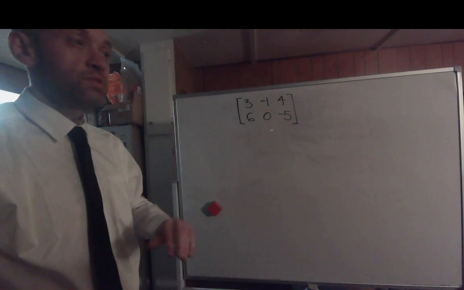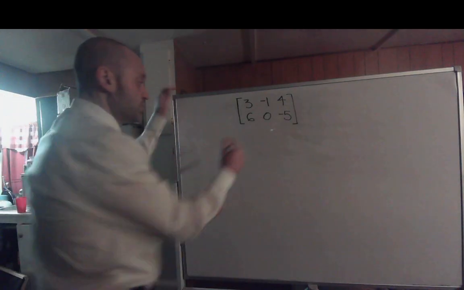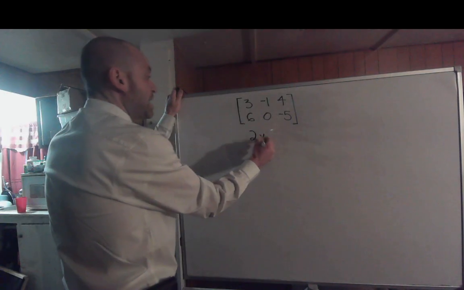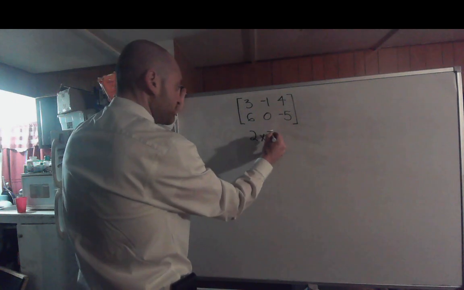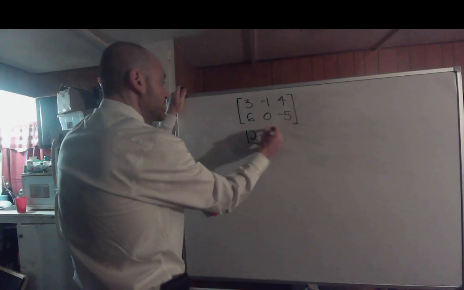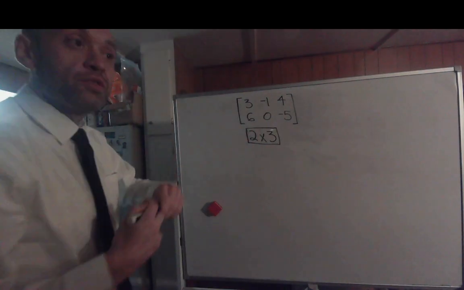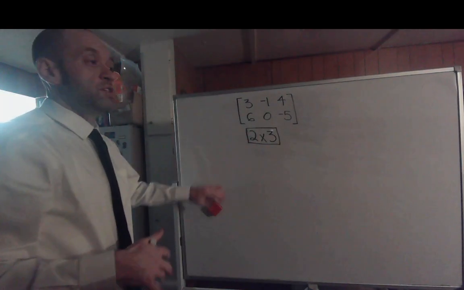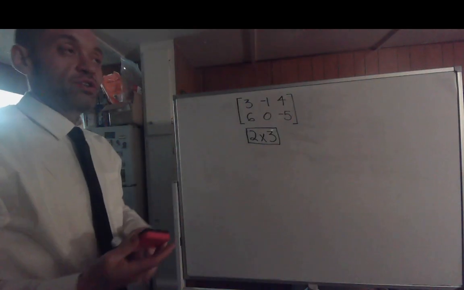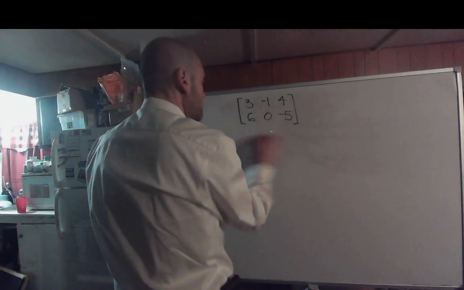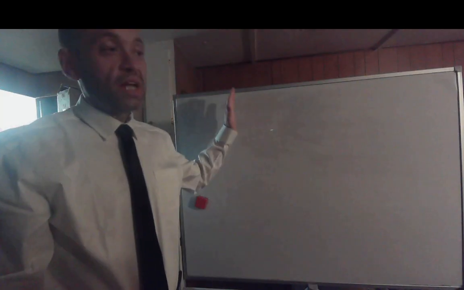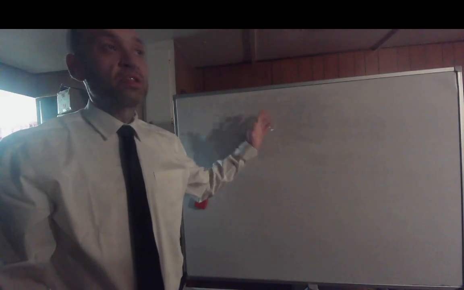How many rows? We got 2 rows going straight across. By how many columns that go up and down? You have 3 columns. So this particular matrix would be considered a 2 by 3 matrix. So again, you classify a matrix by the number of rows times the number of columns, and that would be the order of your matrix. Alright, so that's classifying matrices by their order.